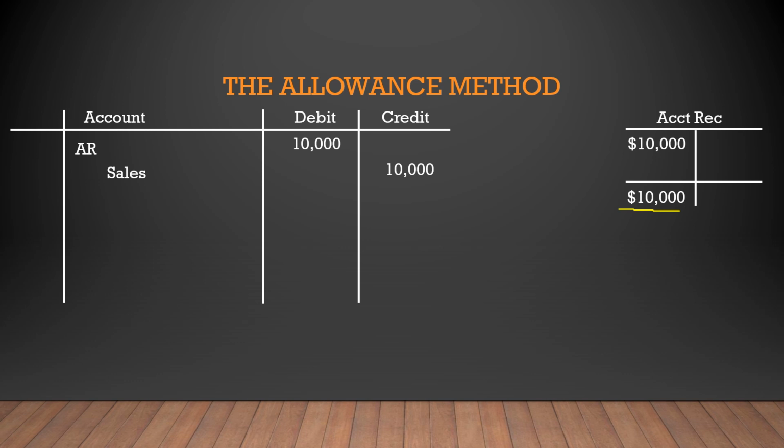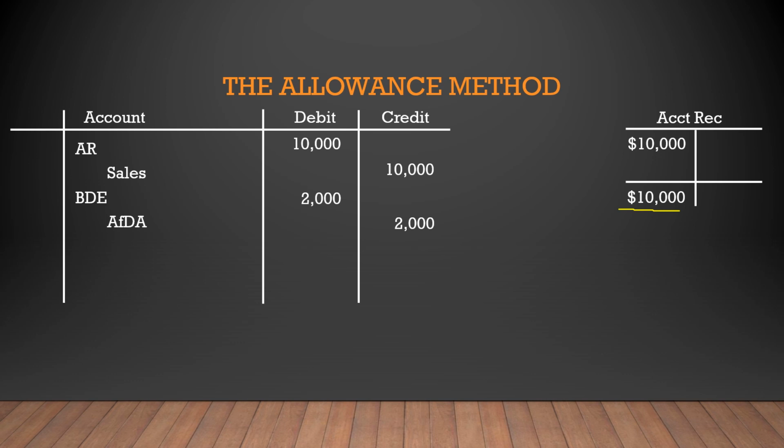Once we have this amount, we'll book an adjusting entry in which we debit bad debt expense and credit allowance for doubtful accounts. I often abbreviate these accounts as BDE and AFDA for future reference.